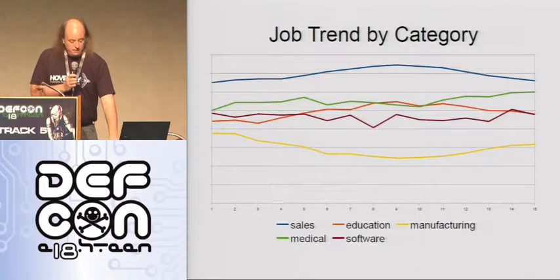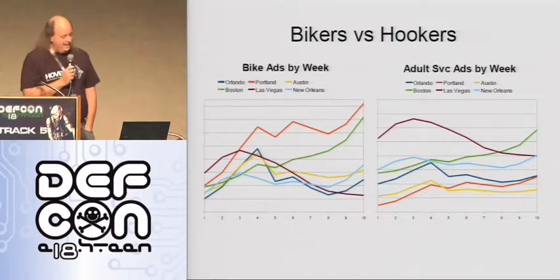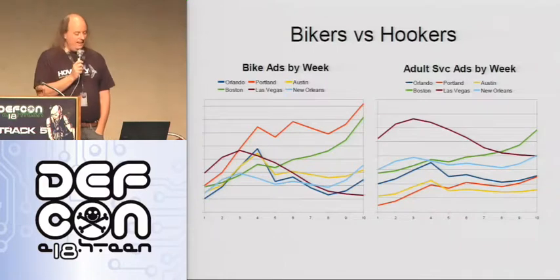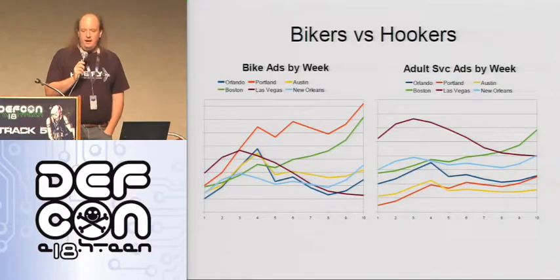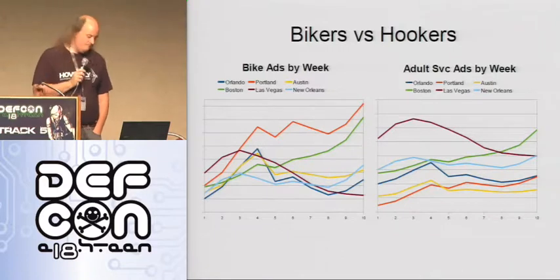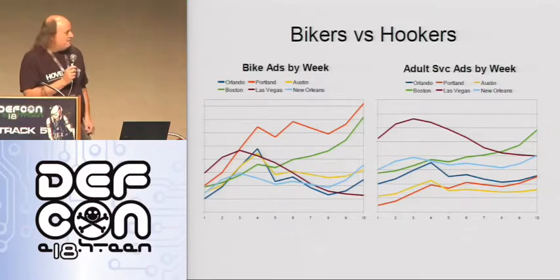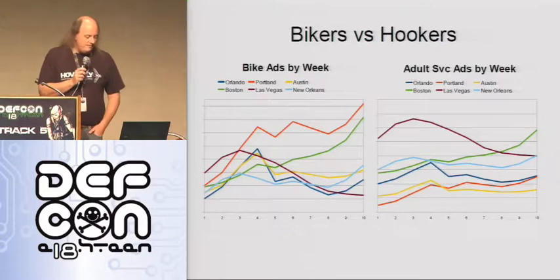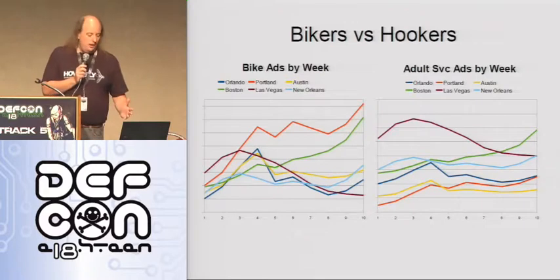The most interesting thing by far that I've found to date is what I like to call the bikers versus hookers charts. I looked at the number of ads posted for people selling bicycles on Craigslist, and compared that to the number of postings under adult services. And when you first look at the trend, there doesn't necessarily appear to be any real significant relevance either from one town to another or between these two items.